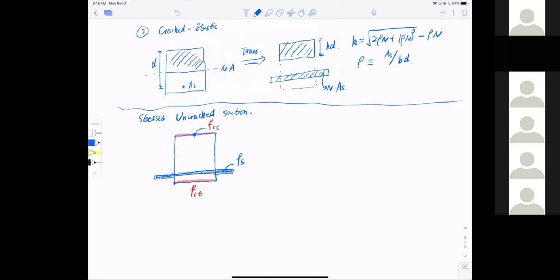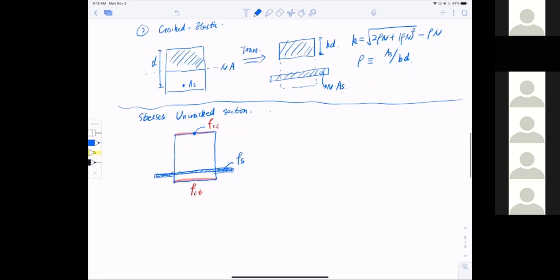To compute the stress, we need the moment of inertia. We also need a location, and we already have them. These are the locations of the stress. So first thing, concrete compressive stress. FCC equals the moment times Y top, the distance between the top fiber and the centroid of the section, divided by the moment of inertia of the transformed section, IGT.